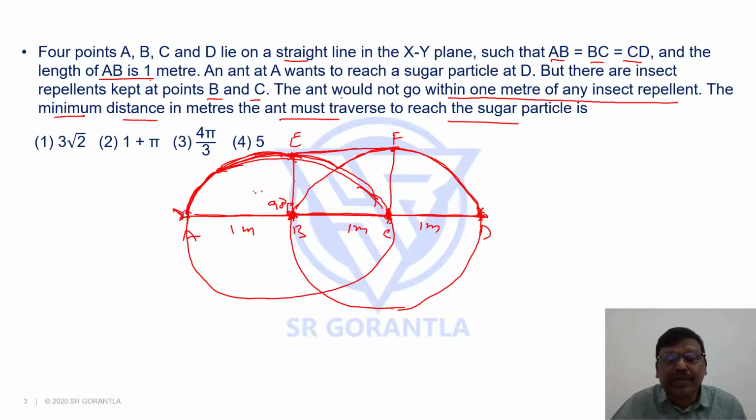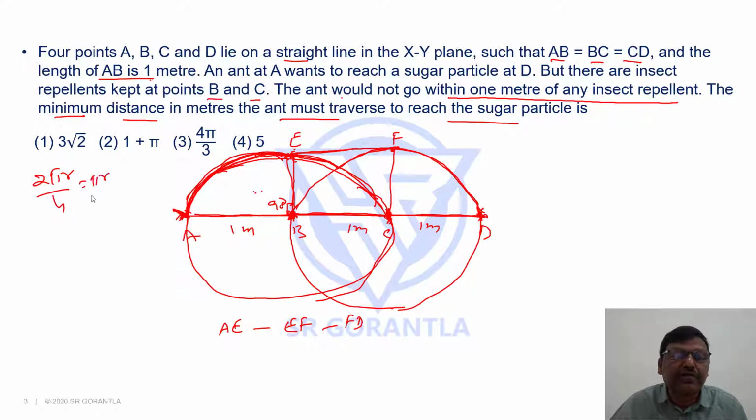So now what will be the distance it travels? The path that it can choose is A to E, then E to F, and then from F to D. Now what is this A to E length? This is part of the circle's circumference or perimeter, which we call 2 pi r. But this is a quarter circle. If it is a quarter circle, it will be 2 pi r by 4, that is pi r by 2.